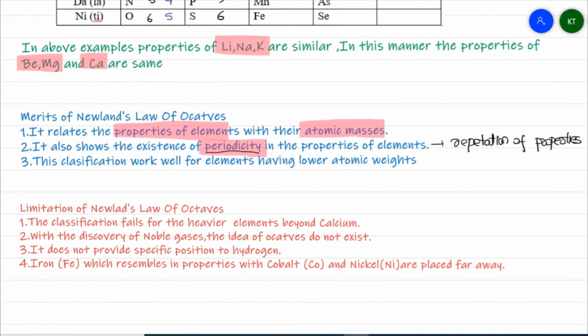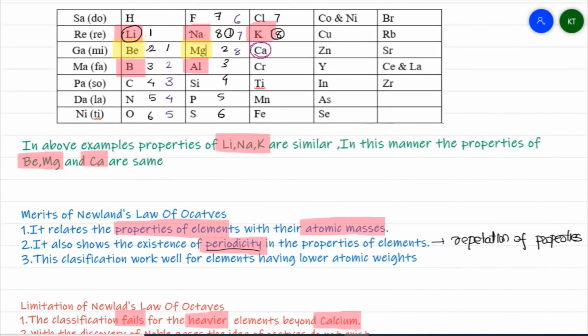So what are the limitations of Newland's law of octave? The classification fails for the heavier elements which are beyond calcium. Beyond calcium, this classification fails to explain. See here, suppose I take potassium as the first element, then calcium becomes second, this is third, fourth, fifth, sixth, seventh, eighth. Now I cannot correlate the property of potassium with copper because they are far apart.